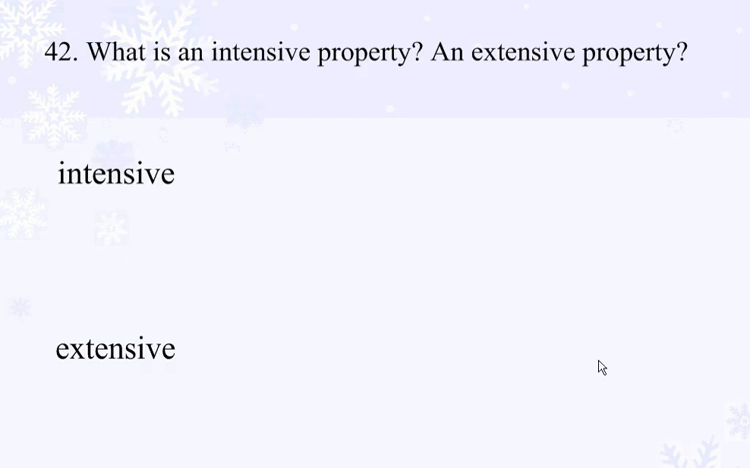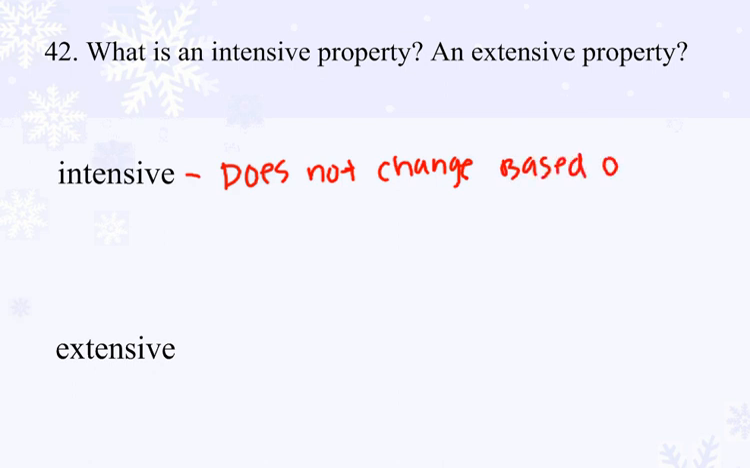Number 42. What's an intensive property and an extensive property? Okay, well, an intensive property is something that does not change based on amount. And we talked about this a little bit earlier in my last segment, that an example of this would be density. Density is a constant for every type of material. So it doesn't matter how much of a substance I have, the density will always be the same.